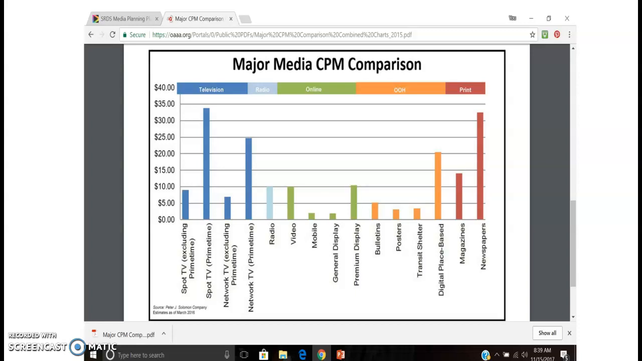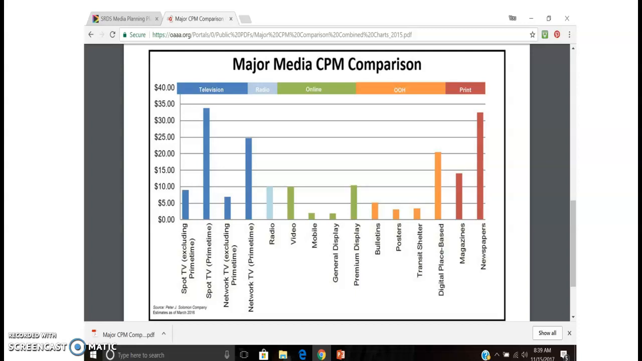And one of the most expensive in terms of a CPM, with over $30 cost per thousand impressions, is Spot TV, prime time. You don't know what Spot TV is yet, probably. But Spot TV is when you buy a TV station in a local market. You don't buy the whole network and cover the whole country. You're going in and buying in St. Louis, you're buying the ABC affiliate, and you're only running in St. Louis. That's Spot TV. You're just in the spot.